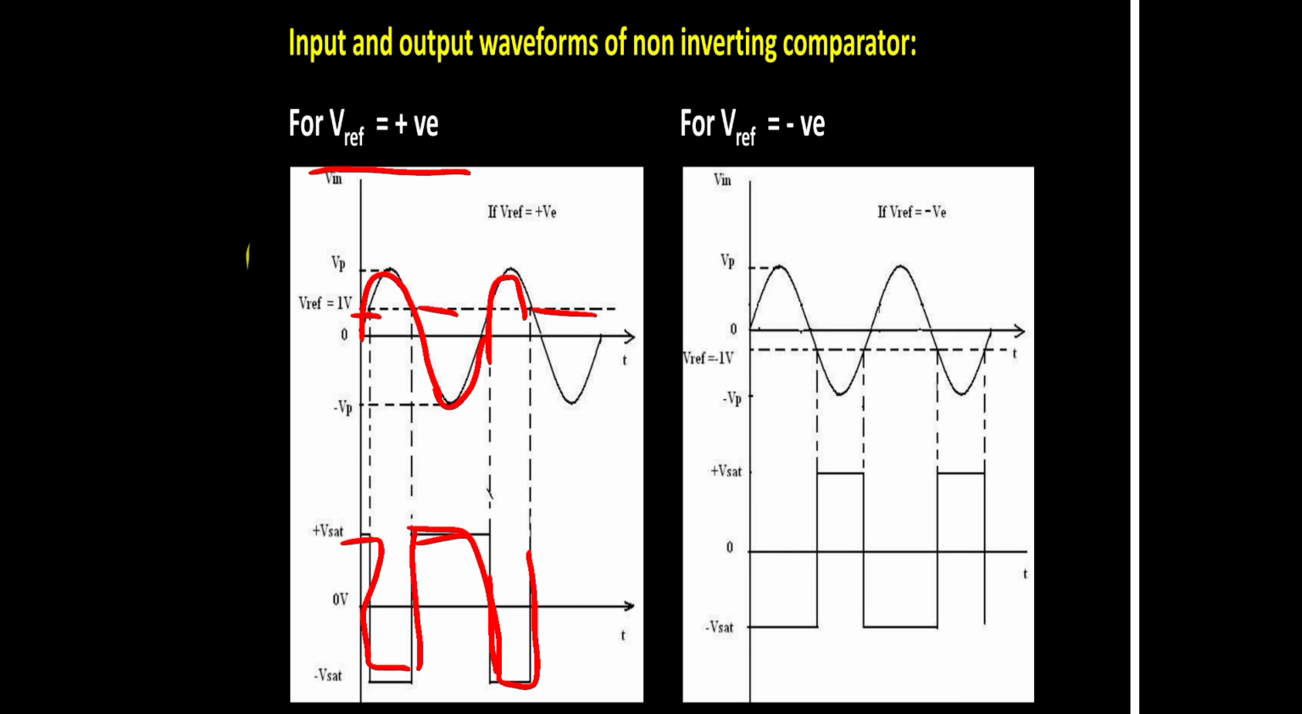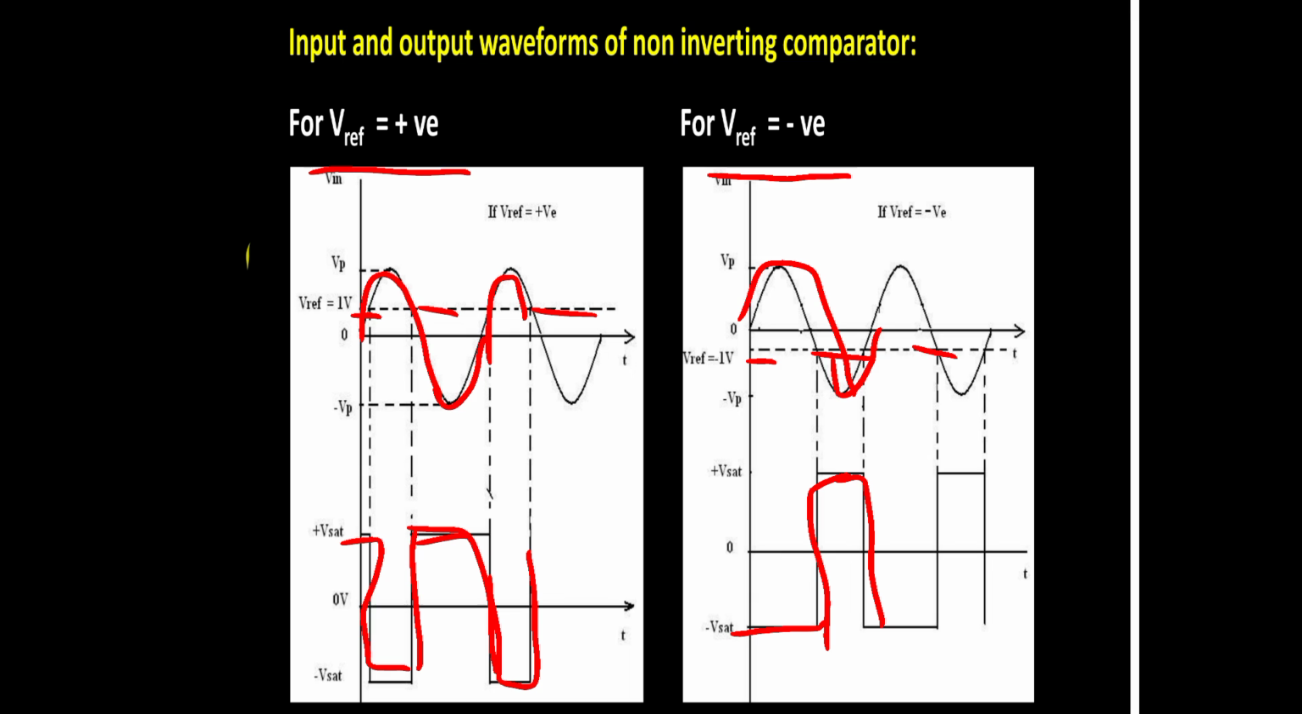Now let's consider V reference equal to minus 1 volt. Here the dotted line indicates the V reference. Whenever the input is greater than the V reference, then the output is minus saturation. Whenever the input is less than the V reference, then the output is plus saturation. Likewise, the waveforms vary according to the input and the reference voltages.